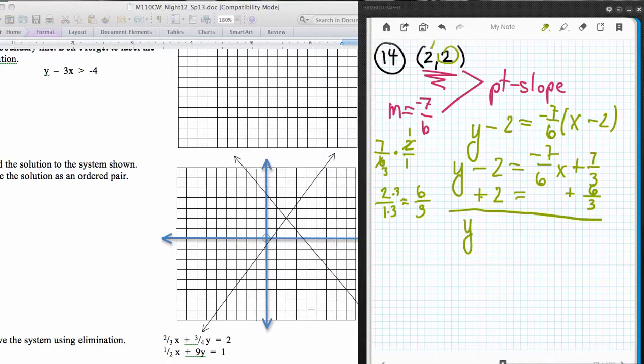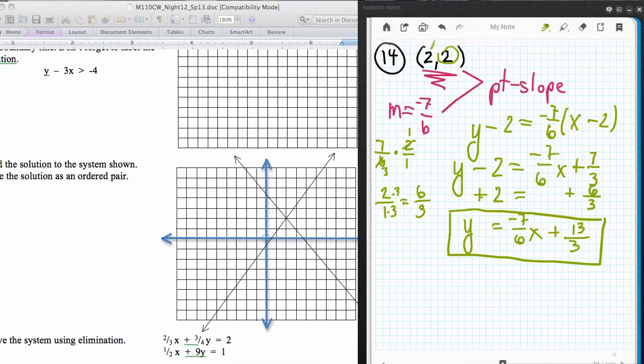So we have y is equal to -7/6 x, and then plus 7 and 6 is 13, and those are thirds. And that's perfectly acceptable. That's all we need to have. And that's the equation of this line right here, provided it goes through that point and that point right there.